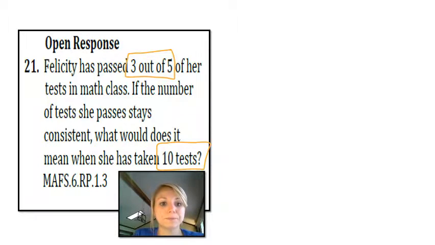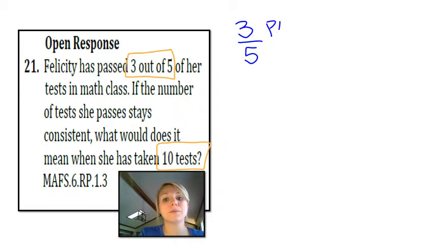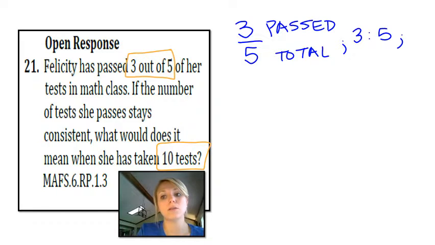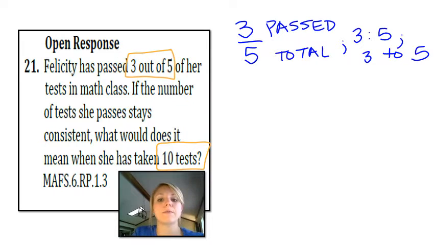Now, let's see here. She's passed 3 out of the 5. So let's just dissect that. If I were to write that as a fraction, it would be 3 over 5. We also know that she's passed 3. And the 5 on the bottom represents the total number of tests that she's had. Now, if we were to write this as a ratio, like you've learned in Module 2, it would be 3 colon 5. Or you could also see it as 3 to 5, or as a fraction like I wrote it.